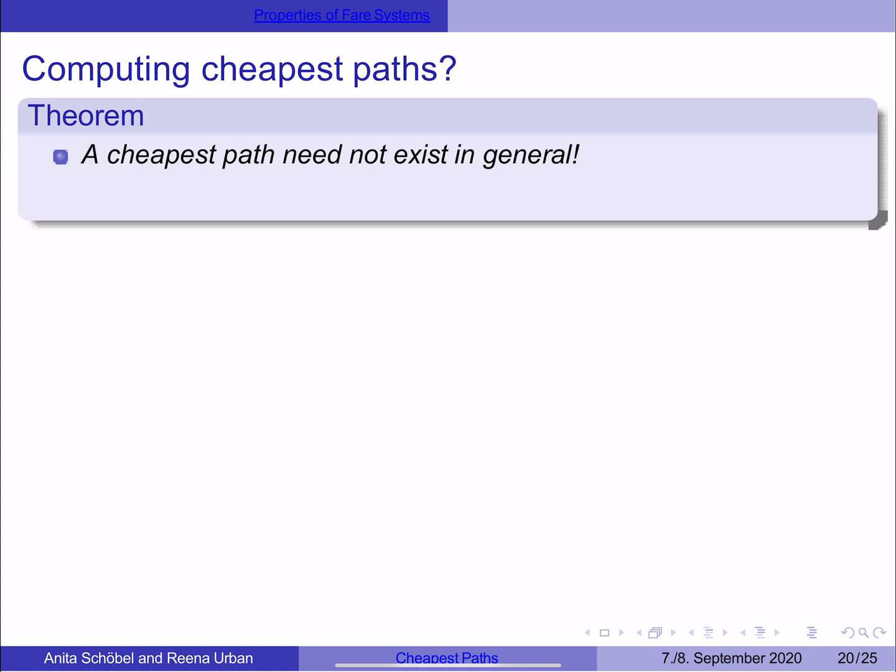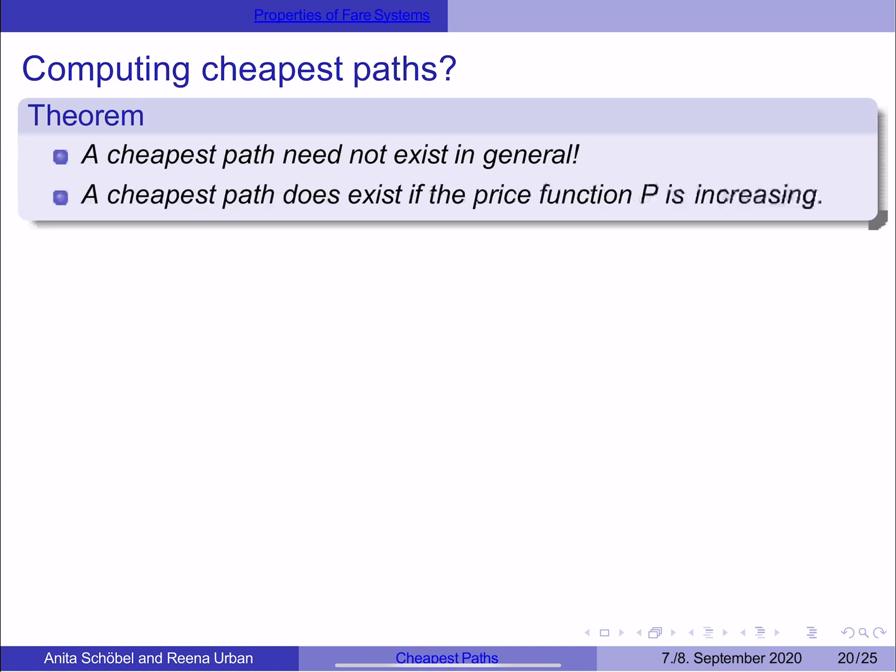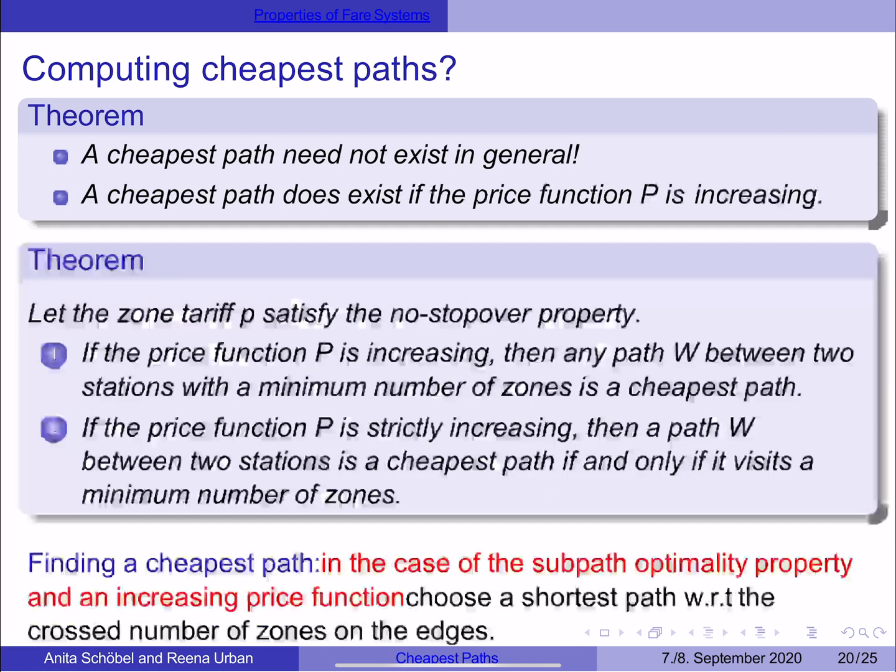The first bad news is that cheapest paths need not exist in general, but they exist if a price function p is increasing. And in this case, we can compute shortest paths by the following theorem, namely, if the zone tariff p satisfies the no-stopover property, that is important, and as I said, it's not always satisfied in practice, then if a price function is increasing, then any path between two stations with a minimum number of zones is a cheapest path, and if a price function is strictly increasing, then a path between two stations is a cheapest path if and only if it visits a minimum number of zones.